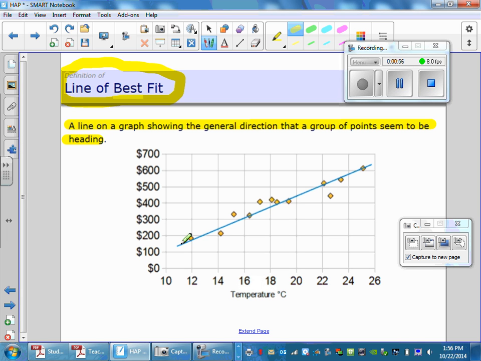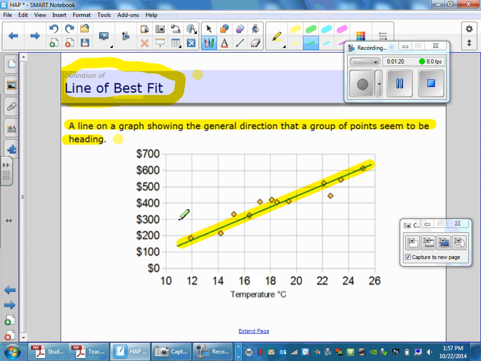So for this one, this blue line, you do not have to draw this picture. Label your paper, write the definition. But this line shows where the dots are around. If there were some other dots up here and way over here, then there probably wouldn't be a line of best fit. But because those green dots aren't there, we have a pretty strong line.